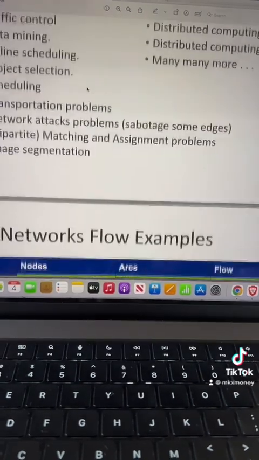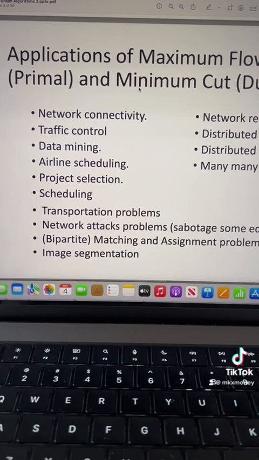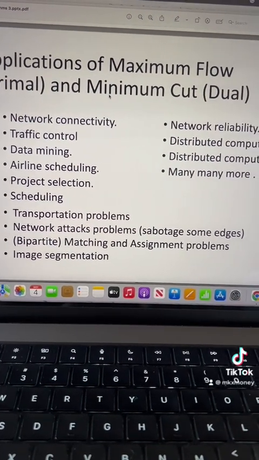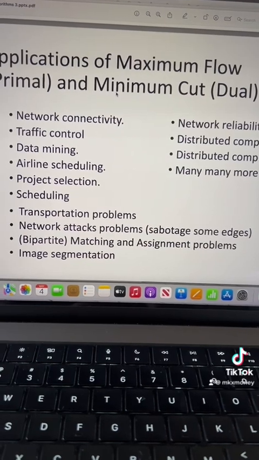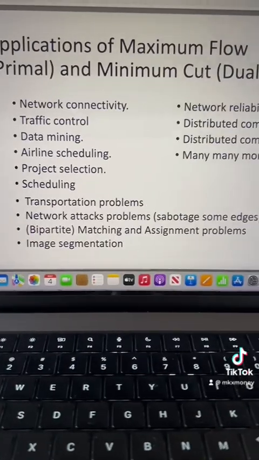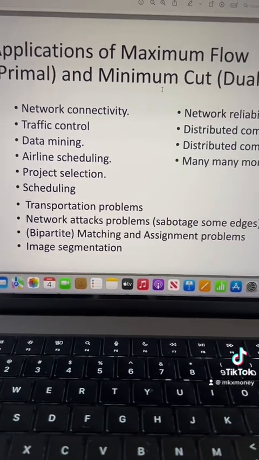which is definitely useful for networking connectivities, networking reliabilities, and different things that we have in computer science. The network of the data and everything is really useful.